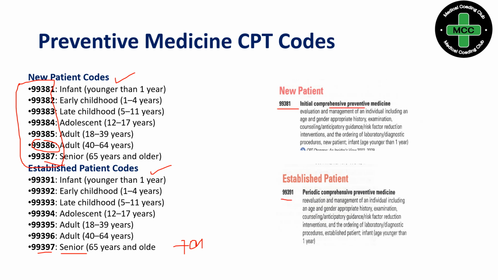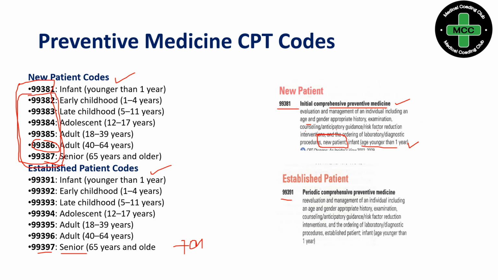381 is an initial comprehensive preventive medicine. It includes evaluation and management of individual, including an age and gender appropriate history, examination, counseling, anticipatory guidance, risk factor reduction interventions, and ordering of laboratory and diagnostic procedure, new patient, infant age younger than 1 year. So the rest of the other codes will vary only in age.